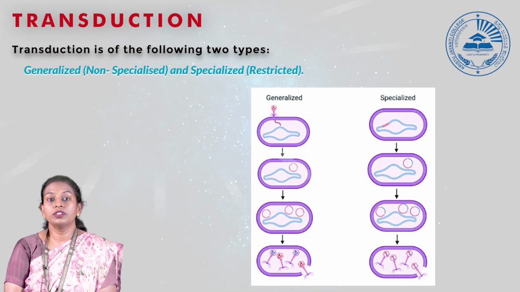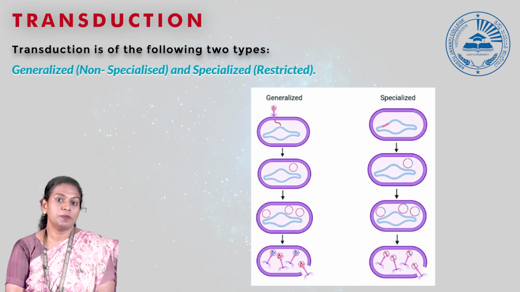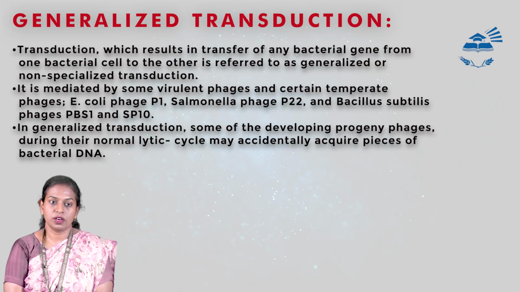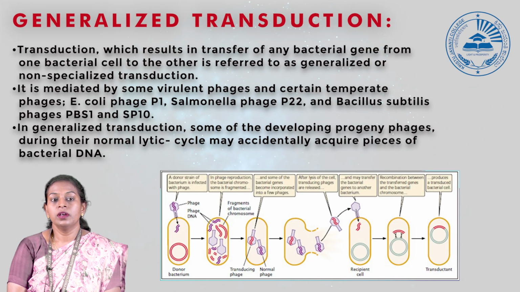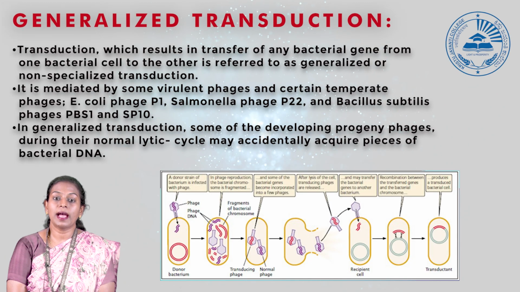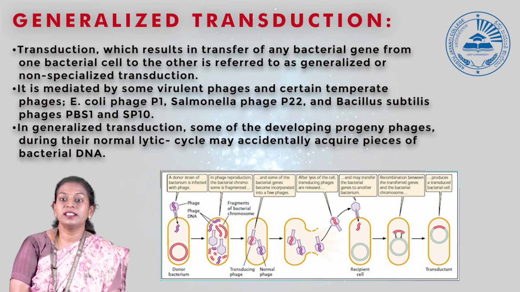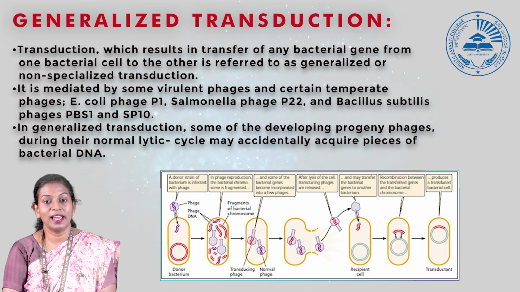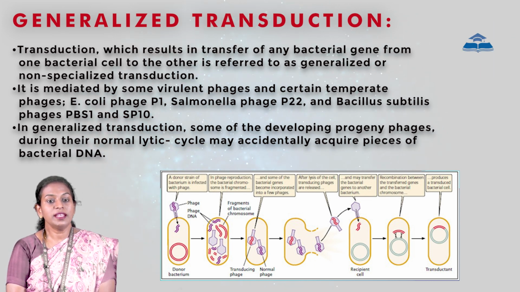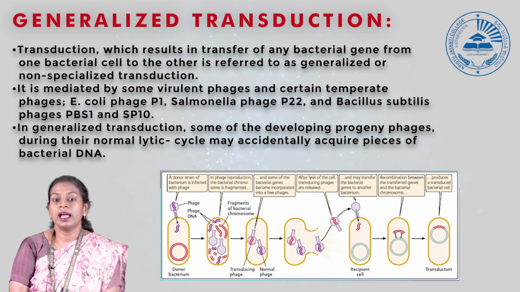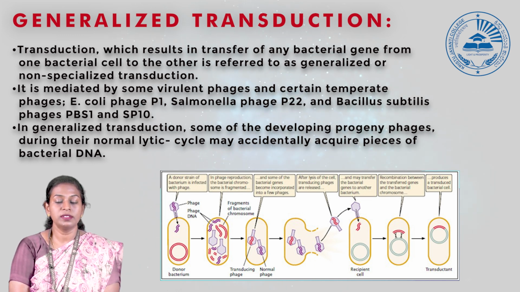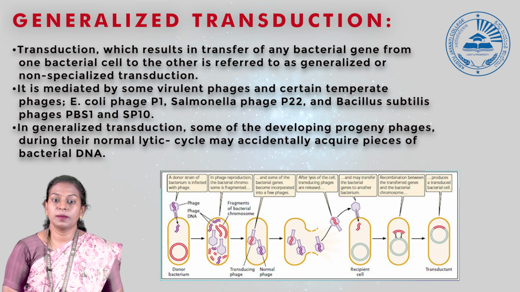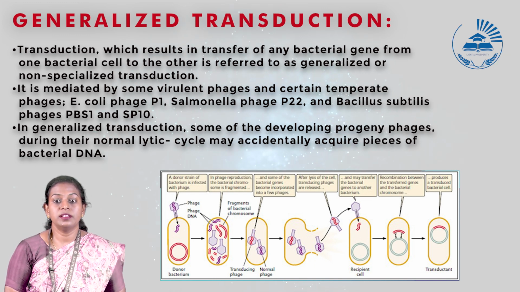Transduction is of the following two types: generalized and specialized. Firstly, we will be discussing generalized transduction. Transduction, which results in the transfer of any bacterial gene from one bacterial cell to the other, is referred to as generalized or non-specialized transduction. It is mediated by virulent phages and certain temperate phages. Examples: E. coli phage P1, Salmonella phage P22, Bacillus subtilis phages, and SP10.